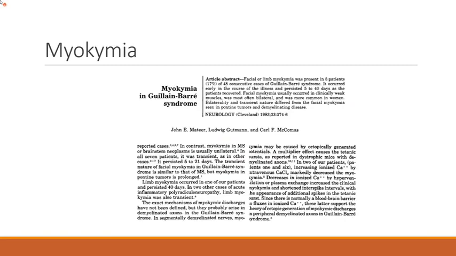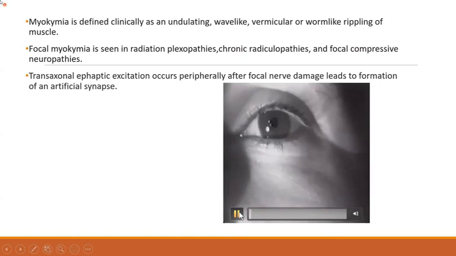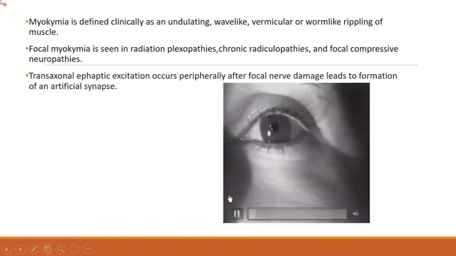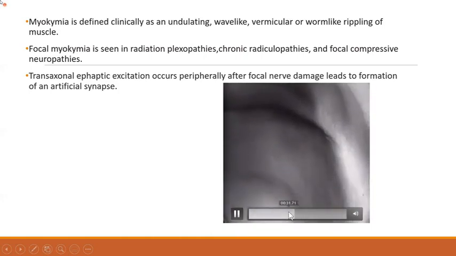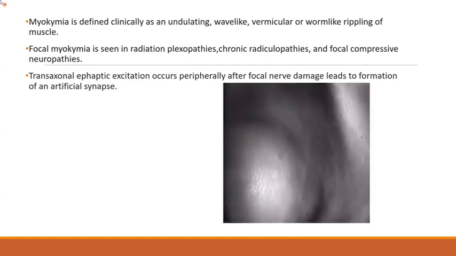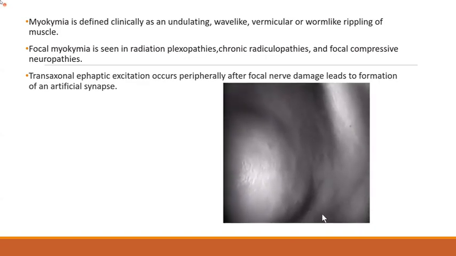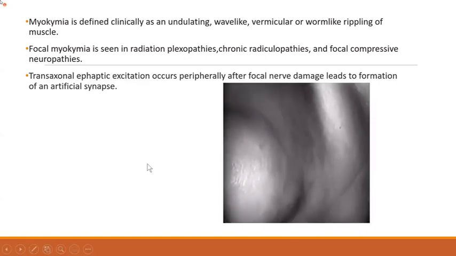We look for it. How does myokymia look? See in this video, it is usually a worm-like rippling of the muscles, see around the lower eyelid, and now see around the lip. So, undulating worm-like rippling of the muscles. Focal myokymia can be present in radiation plexopathies or chronic radiculopathies.